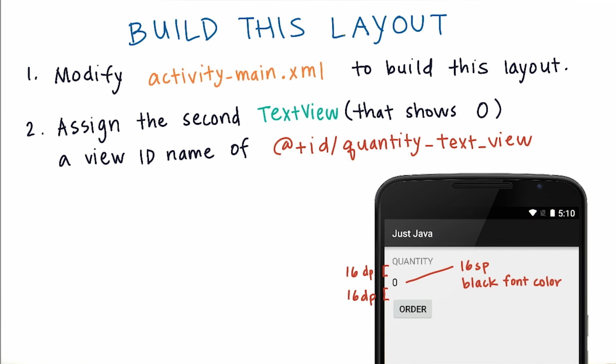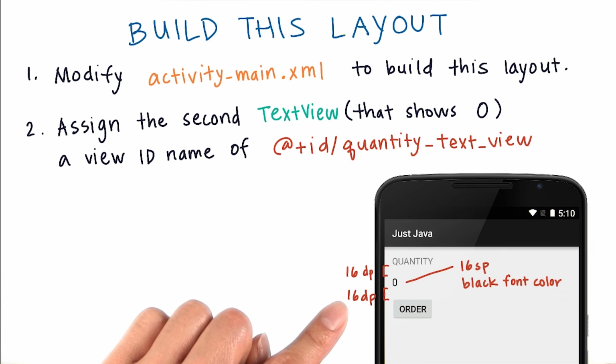For styling the views, there's a couple small changes. This text view here should have a text size of 16 SP and use a black font color. You can use the black system font color like we showed you in Lesson 1, or you can use the black hex color, which we've included below. There's also 16 dp of space in between each of these views.